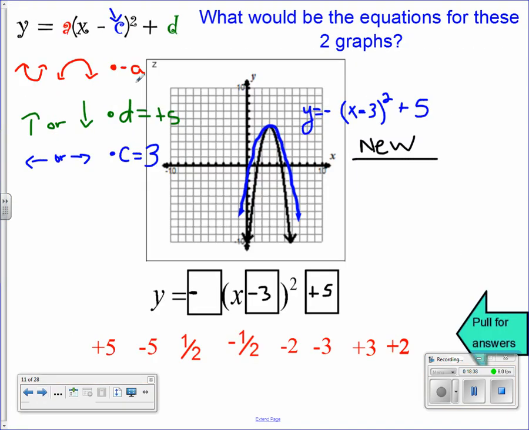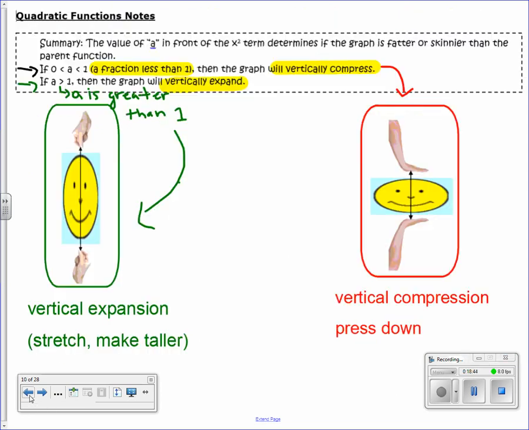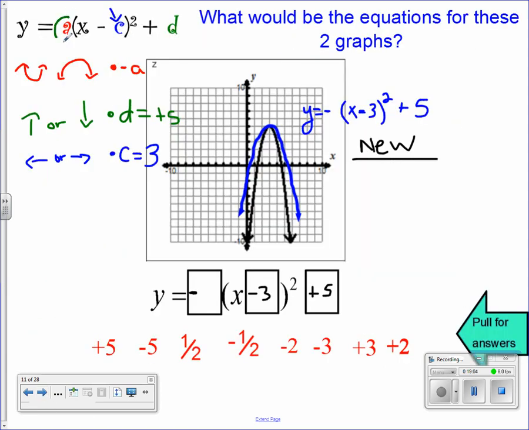Okay, so again, looking at graph Z, we saw that it got taller and thinner, or skinnier. So looking back at our notes at the top of our paper, we know that that's a vertical expansion. It expanded vertically because it got taller and skinnier. And we know that that means that our A value is going to be greater than 1. Right? So our A value in front should be greater than 1. Okay? Now here we have several options that are greater than 1. We have a +5, and we have a +3, and we have a +2.